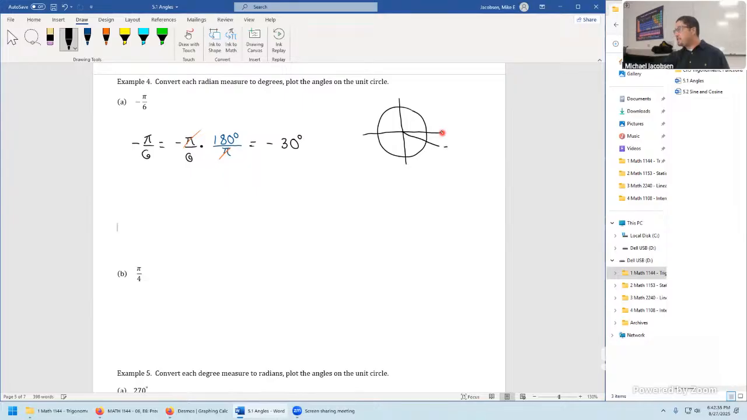And negative 30 degrees would be right here. Let's say that's also negative pi over 6, just to tie the two ideas together. So that's one down, one conversion off the table. Any questions at all, folks? Getting used to that angle there, negative pi over 6.